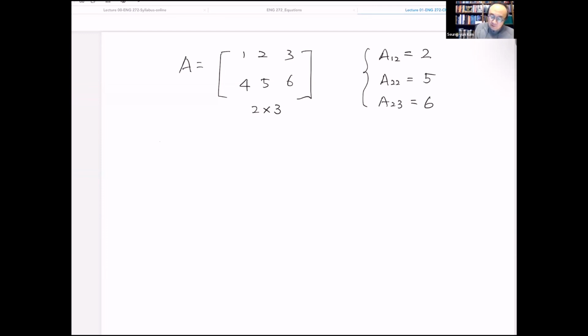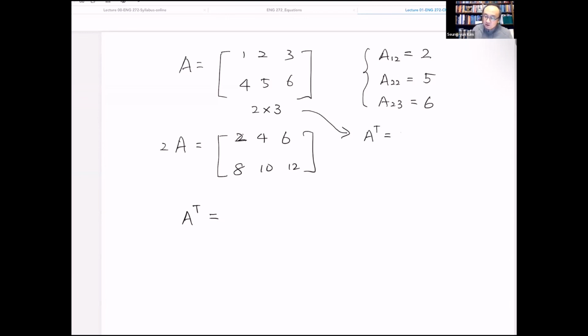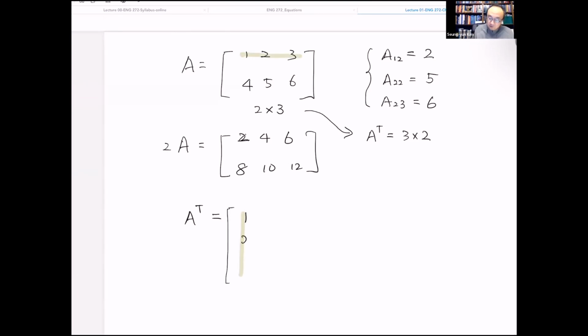And if you multiply a scalar to A, let's say 2 times A, we get 2, 4, 6, 8, 10, 12. We need to multiply 2 for every element. Now, when we have a transpose matrix, we're going to switch row to column. The dimension of the matrix A is 2 by 3. That means the transpose matrix is going to be 3 by 2, row to column. So 1, 2, 3, 4, 5, 6.